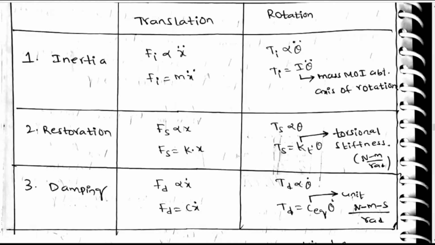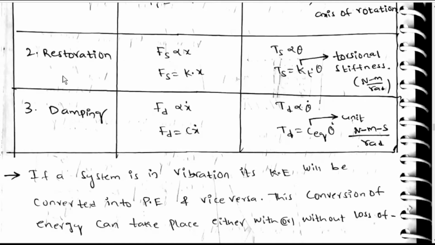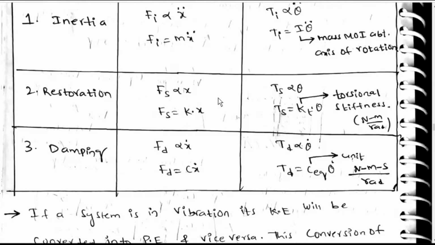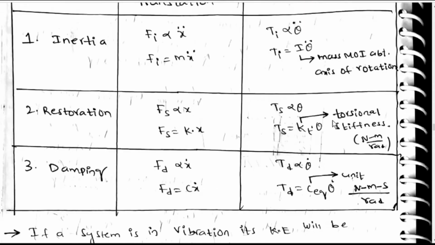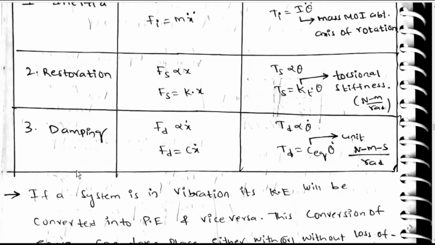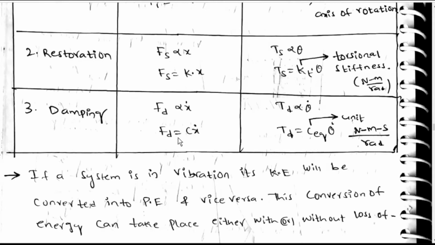Inertia, translation: F_i is directly proportional to x double dot, F_i is equal to m x double dot. Rotation: T_i is directly proportional to theta double dot, T_i is equal to I theta double dot. Restoration: F_s is directly proportional to x, F_s is equal to kx. T_s is directly proportional to theta, T_s is equal to k_t into theta. k_t is torsional stiffness, Newton meter per radian. Damping: F_d is directly proportional to x dot, F_d is equal to c x dot. T_d is directly proportional to theta dot, T_d is equal to c_t theta dot, Newton meter second per radian.